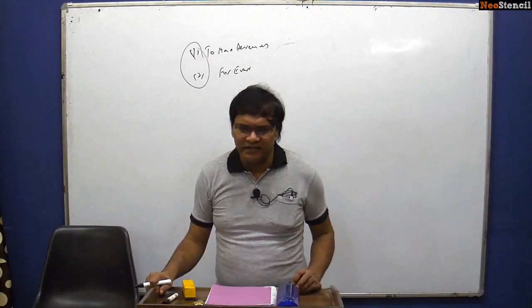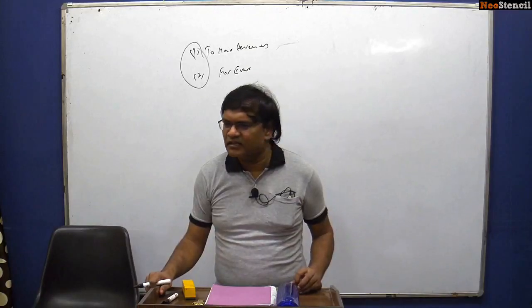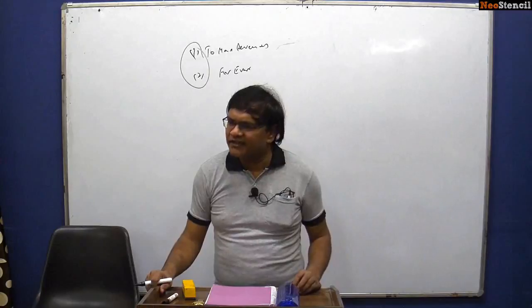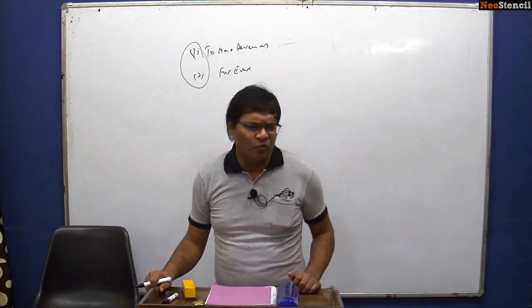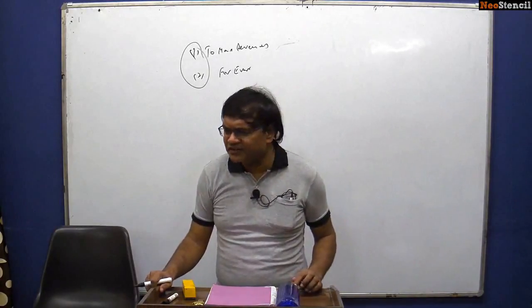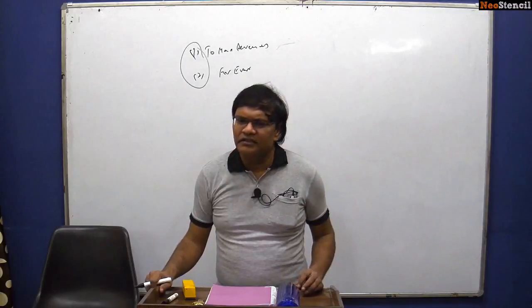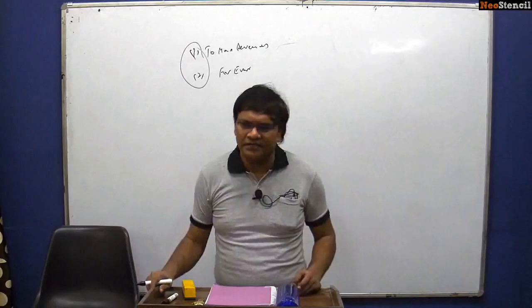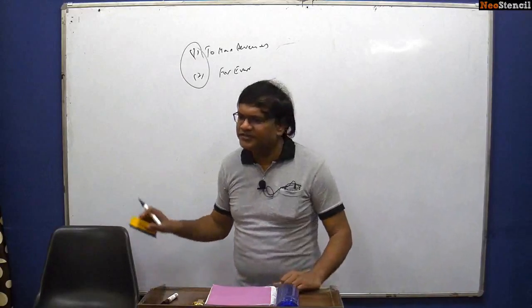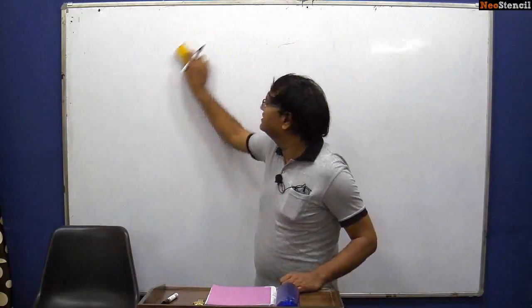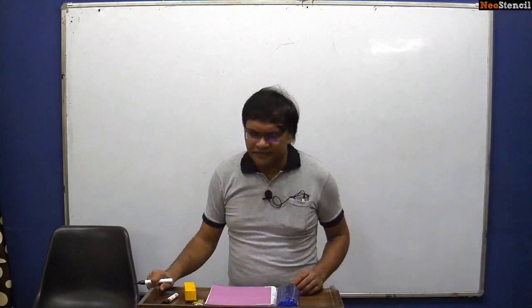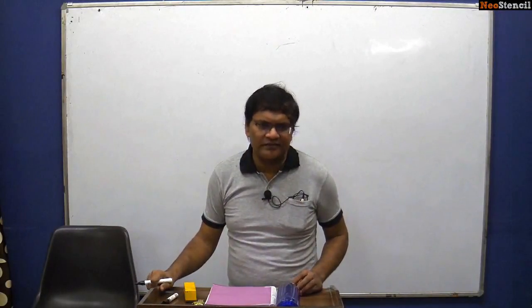So these were the two important objectives of the British rule in India. One, to maximize the revenues, and second, to continue British rule in India for as long as possible. Whatever changes they had introduced in India were only to achieve these objectives. So what did the Britishers do? What kind of changes had they introduced? Let us see.